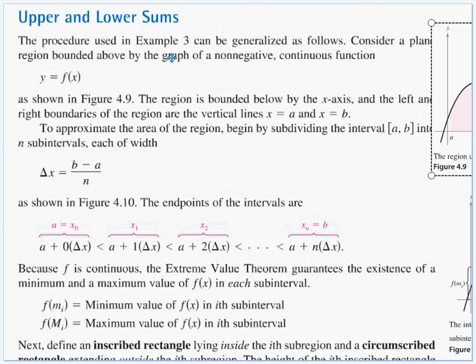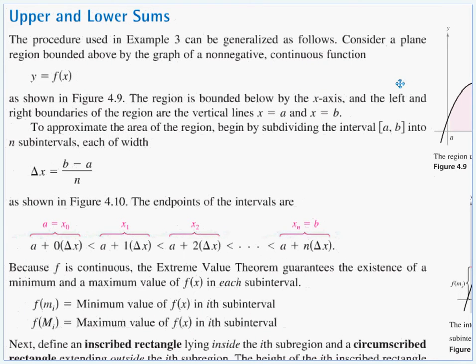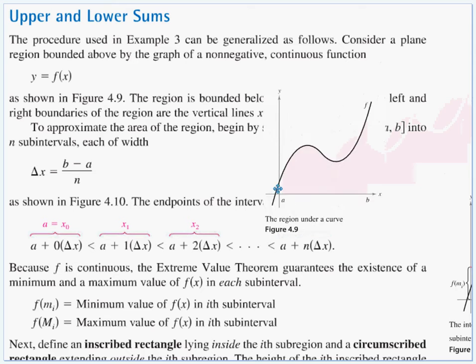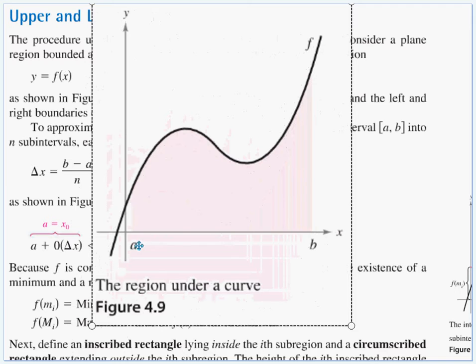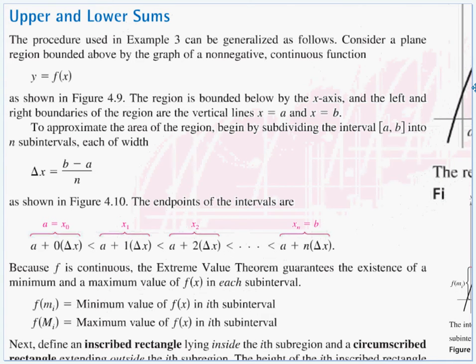So the procedure we saw in example 3 can be generalized as follows. Consider a flat plane region bounded above by the graph of a non-negative continuous function. So with non-negative, we're going to be in quadrants 1 and 2. Our function will be continuous, no holes in it. So the region is bounded below by the x-axis and on the left and right by the vertical lines x equals a and x equals b. So here our top is the function, the bottom is the x-axis, our left and right boundaries are some lines x equals a and x equals b.